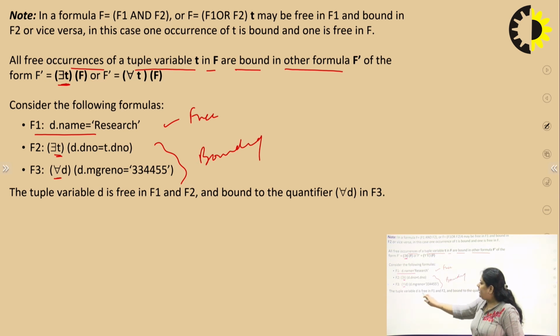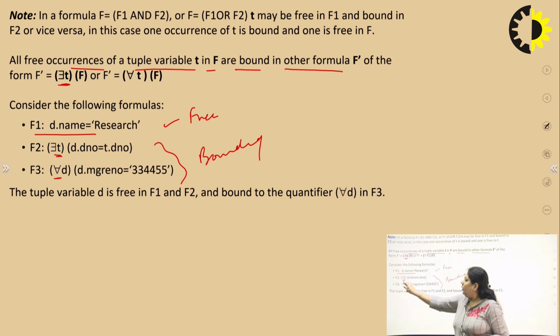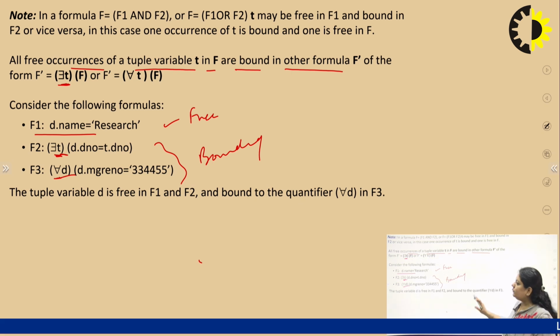The tuple D is free in F1 because there is no condition applied here about any existential or universal quantifier. In F2 and F3 we have existential and universal quantifiers for that particular variable. So they are bound variables.